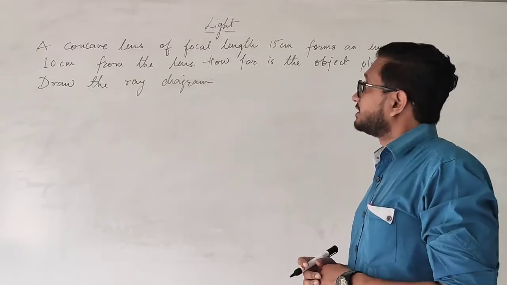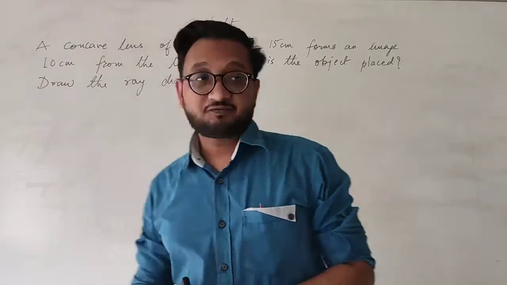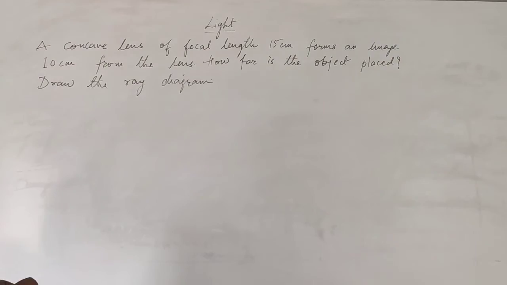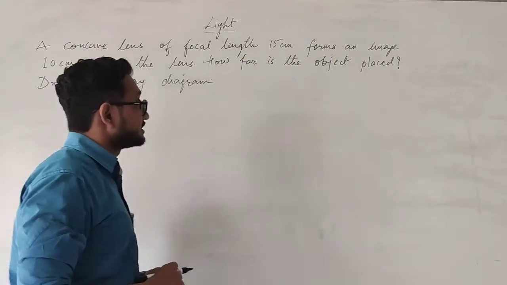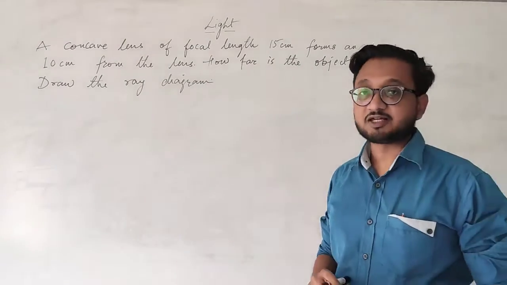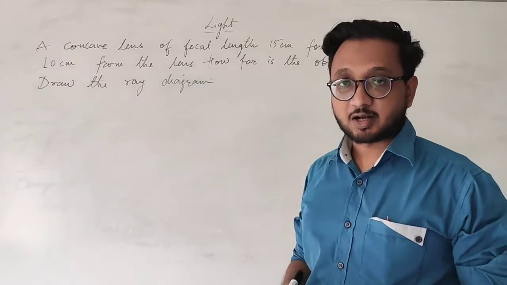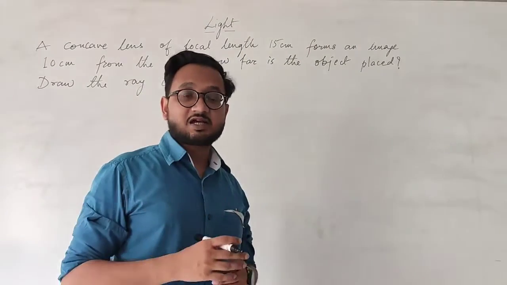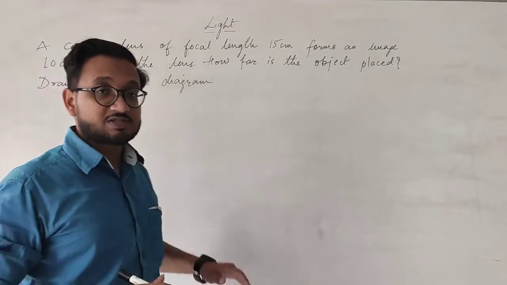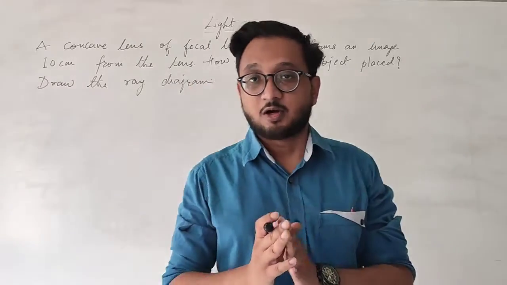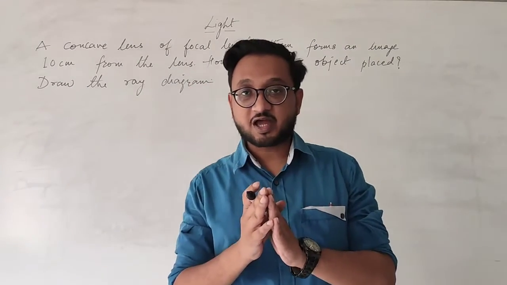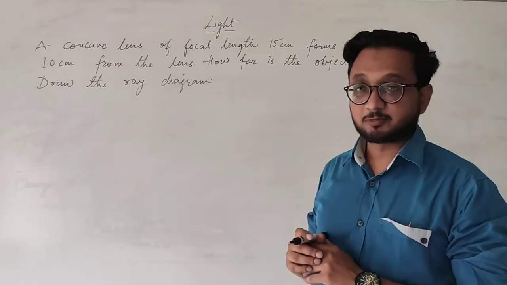Question says that a concave lens of focal length 15 cm forms an image 10 cm from the lens. How far is the object placed? And draw the ray diagram. So first of all, like I said, whether the ray diagram is asked in the question or not, always draw a rough ray diagram for your understanding purpose.